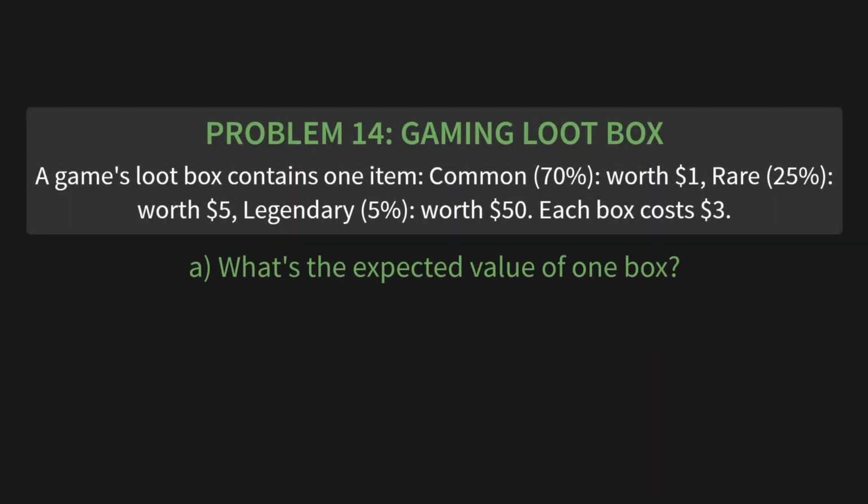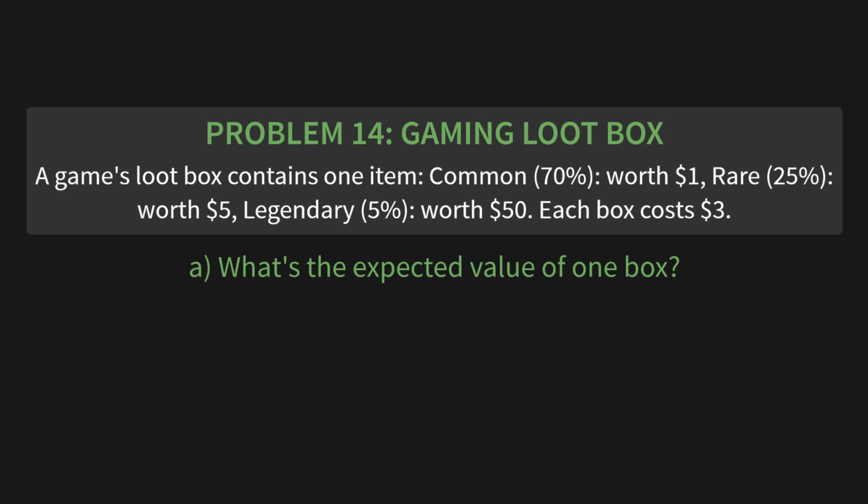All right, gamers, let's talk about something you've probably experienced. Loot boxes. Here's how this particular game works. Each box contains exactly one item. 70% of the time, you get a common item worth $1. 25% chance of a rare worth $5. And that ultra-rare legendary? 5% chance, but it's worth $50. Oh, and each box costs $3 to open.